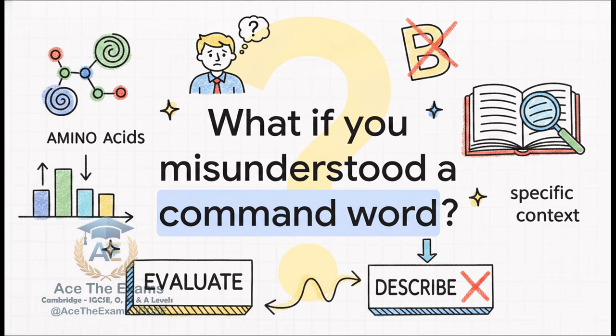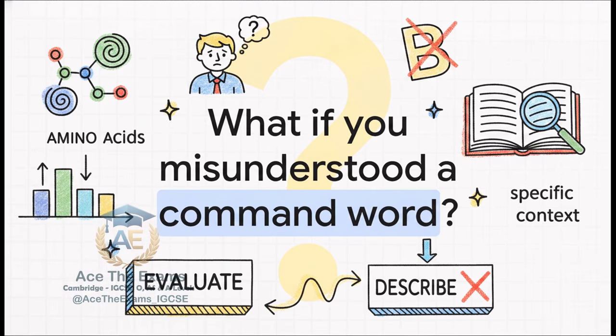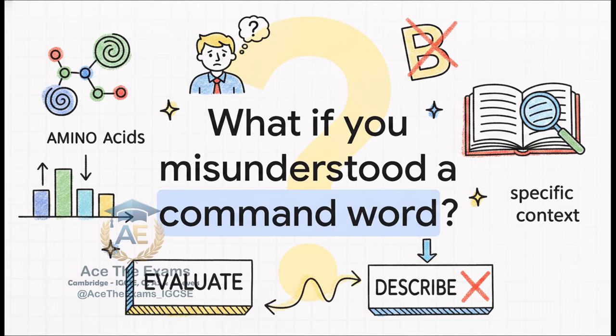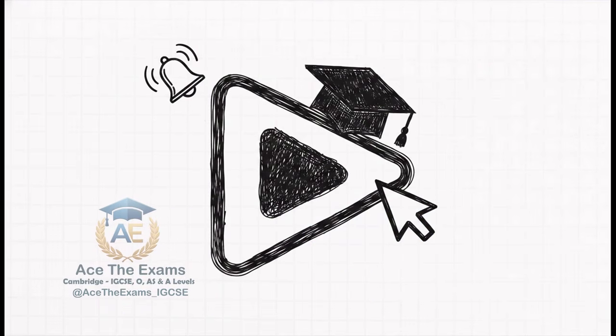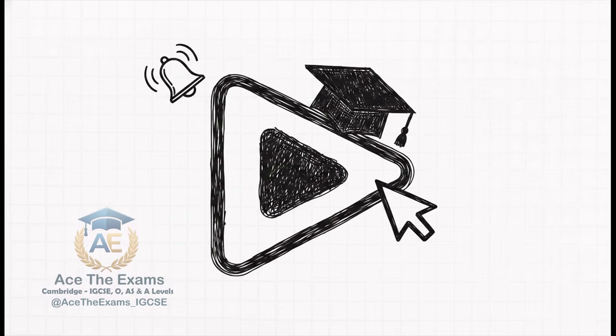If the exam says evaluate and you just describe, you lose half the marks immediately, no matter how good your biology actually is. Command words literally dictate your final mark band. So, are your command words capping your potential? You really cannot afford to lose A-star marks over a simple misunderstanding.